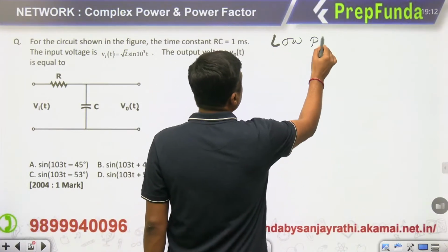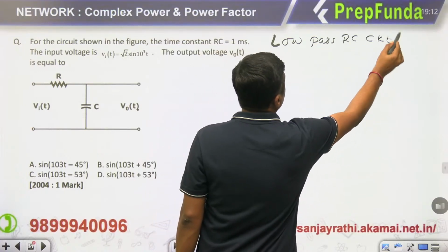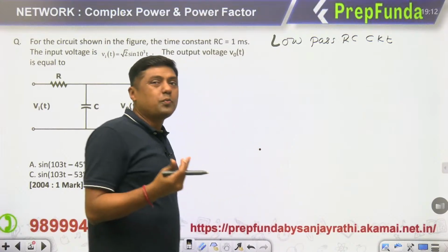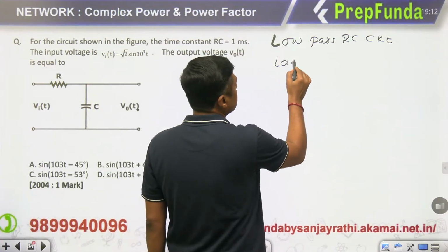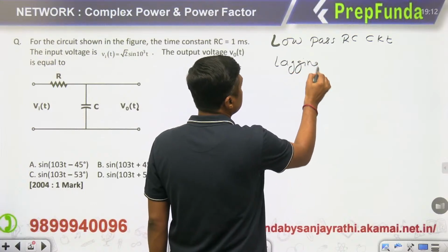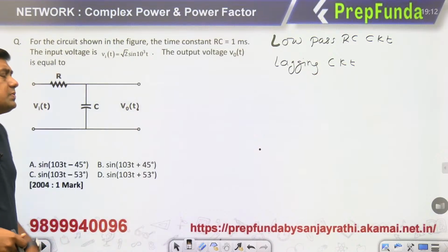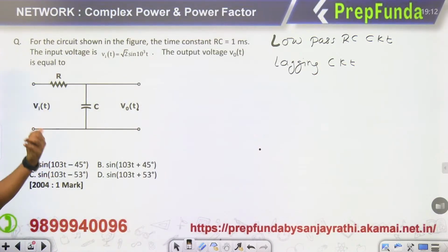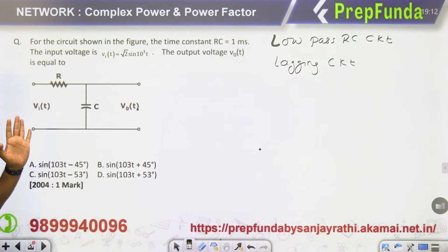Low pass RC circuit. And as you know, the low pass RC circuit is a lagging circuit. Lagging circuit means, not that the current will lag behind, but that the output voltage will lag the input voltage.